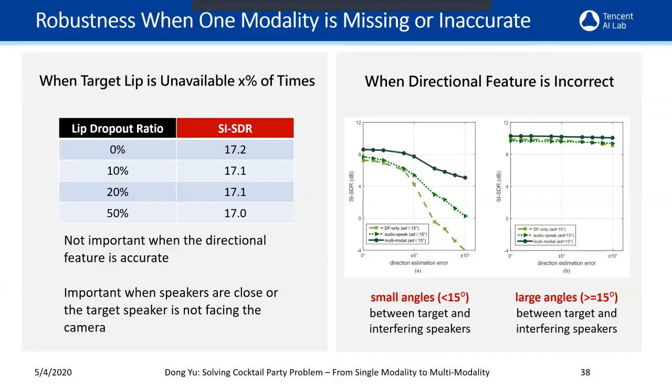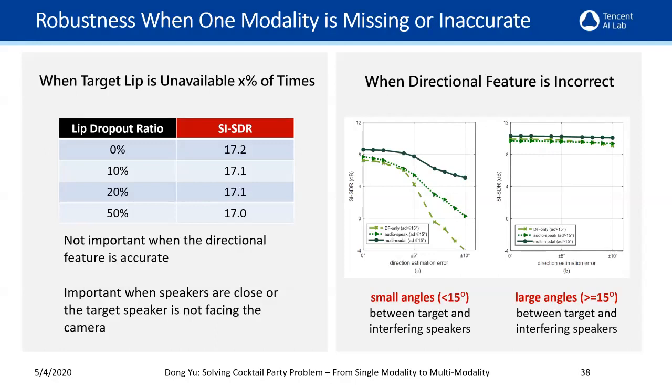Here we systematically evaluated the system robustness when one modality is missing or inaccurate. The left table indicates that if directional feature is accurate, the SDR is only slightly worse, even when 50% of the time the lip information is not available. That is, the system is robust to lip dropping. However, the lip information is still important when speakers are close to each other or the target speaker is not facing the camera.